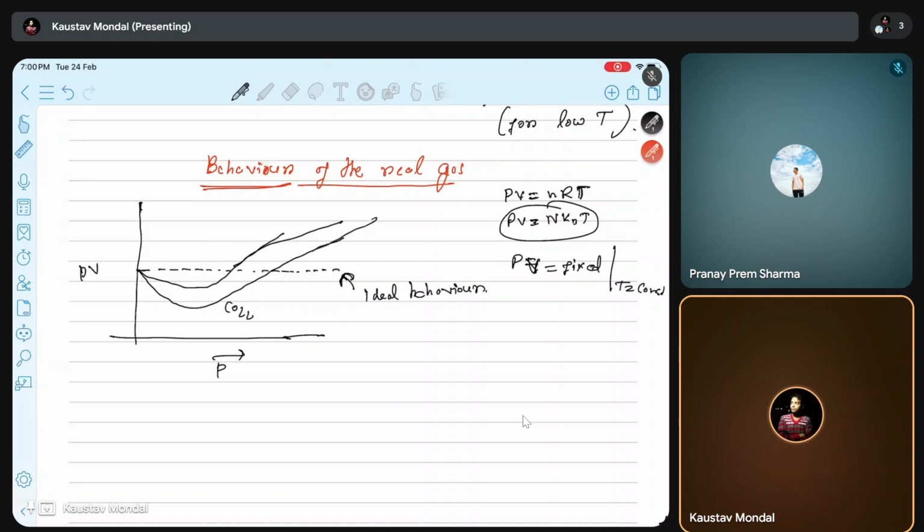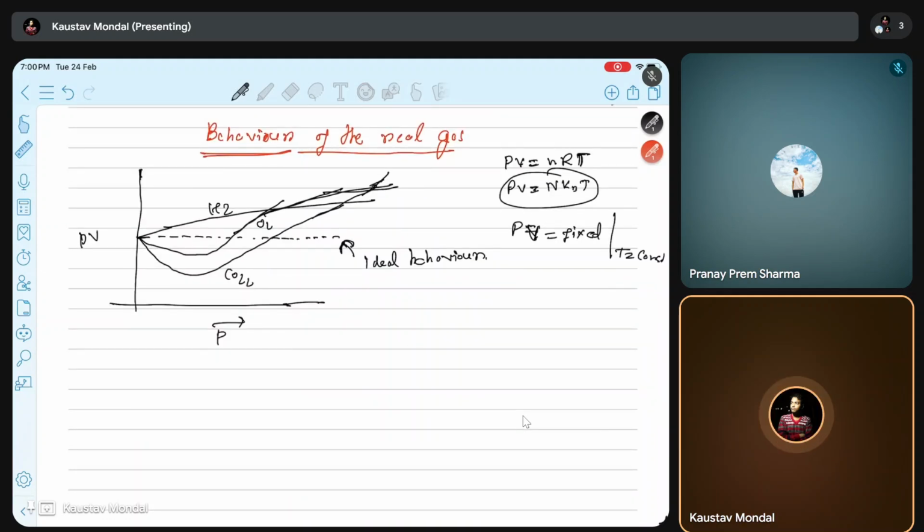It's made here. This is for H2 gas. These are the kind of curves that were experimentally measured. You can see this is basically not aligned with the ideal behavior. It deviates significantly from the ideal behavior.